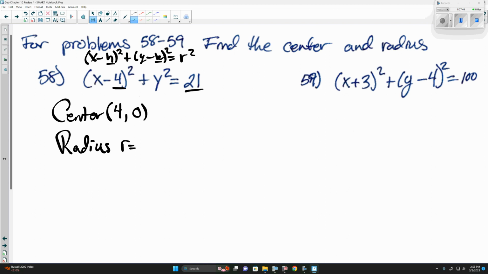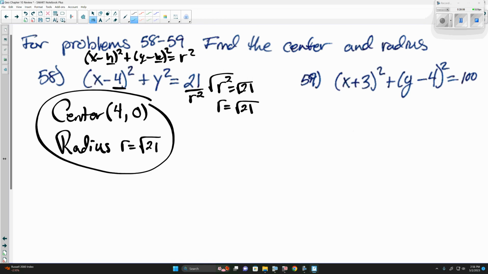Now this here, 21 is radius squared. So we need to take the square root of 21 to find the radius. Because what we're saying is that r squared is equal to 21. So radius would be whatever the square root of 21 is, which is square root of 21. And that's it.